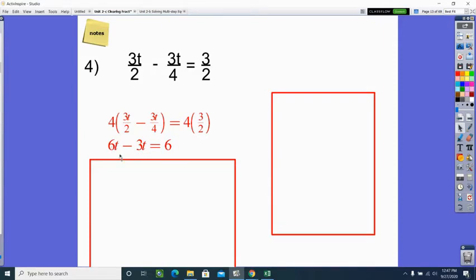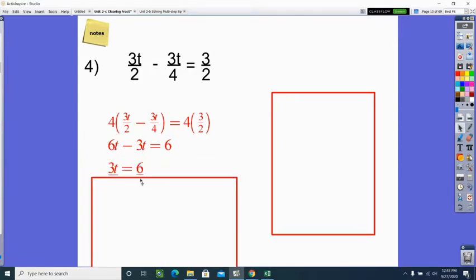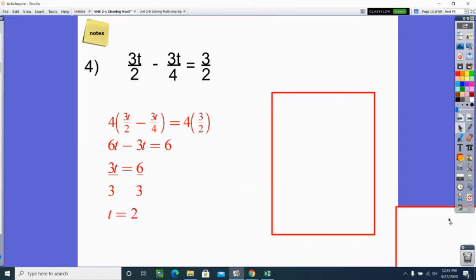This is a like term situation here. So 6t, take away 3t's. And then I divide by 3, and look, I'm already at my answer. Put the 2 back into the 2t spots here.